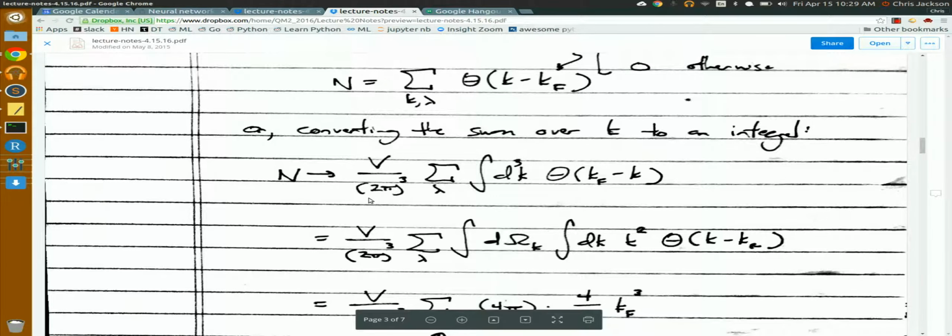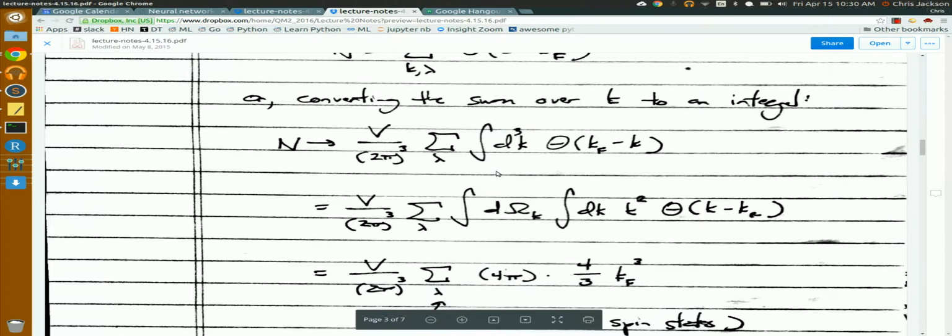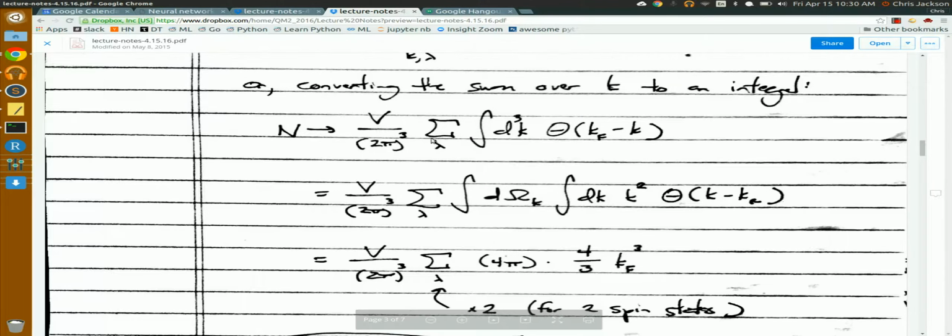The (2π)^3 is just a convention. But the V is important because it cancels off the units when going from a sum to an integral, since this thing is going to have units of 1 over volume, if you remember the units of wave number. Anyways, so we convert it to an integral.